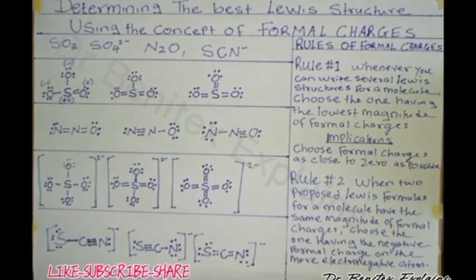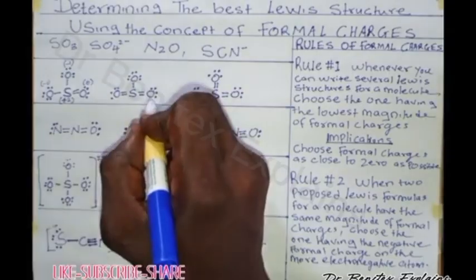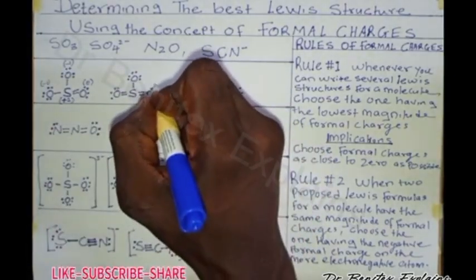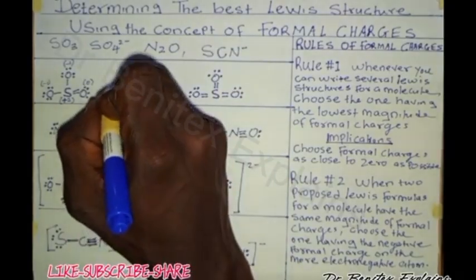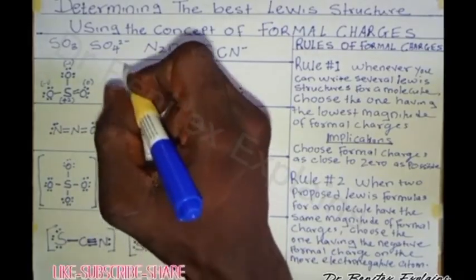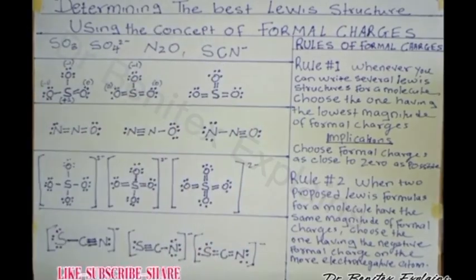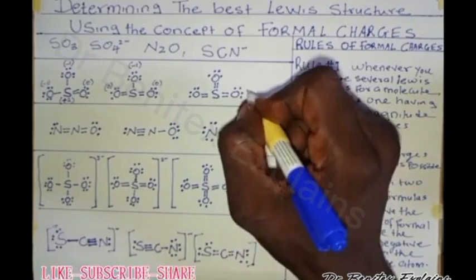For the second structure, the formal charge on this oxygen here is going to be 0, because we know that the formal charge on oxygen with the double bond is 0. So the formal charge here is 0. The formal charge here is also 0 because it also has a double bond. The formal charge on oxygen with a single bond is -1, just like we got here. All right, let's check out this other side. This is a double bond here. The formal charge here is 0.